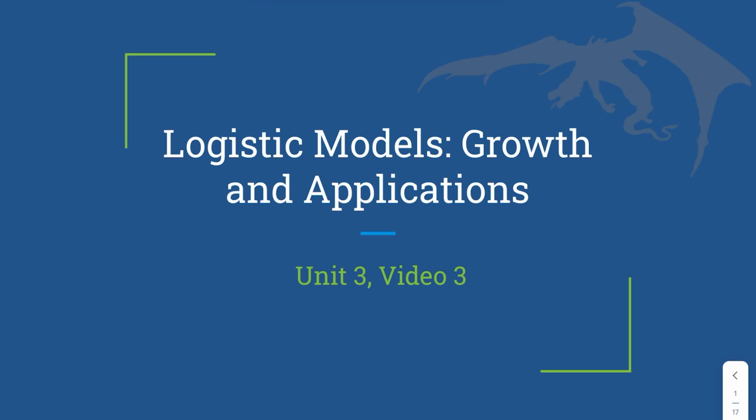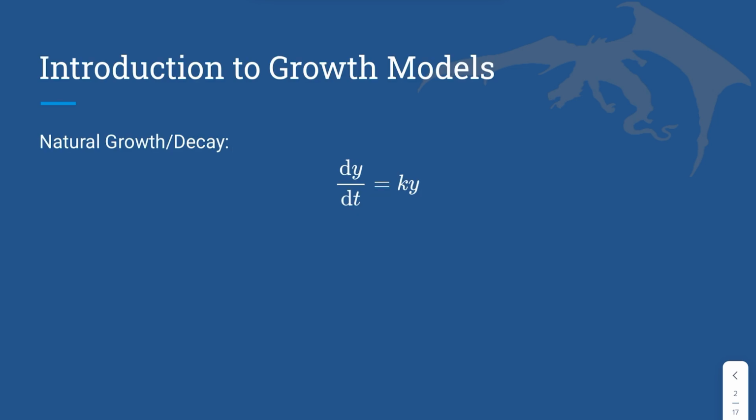Today we'll explore how growth that initially looks exponential eventually slows down due to real-world limitations, and we'll model this using differential equations. Now, in natural growth, the rate of change is proportional to the population present, and this is modeled by the following differential equation.